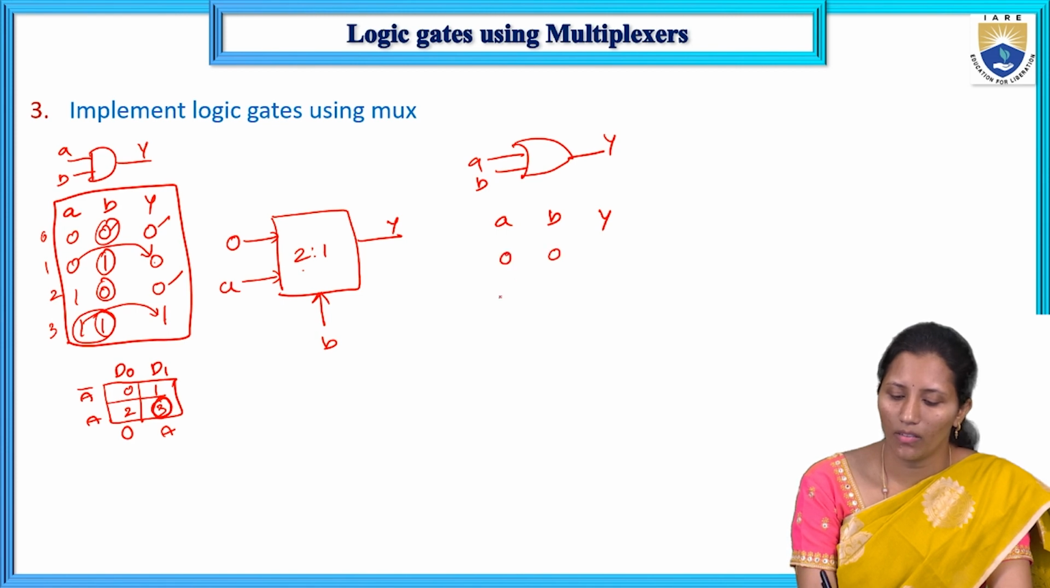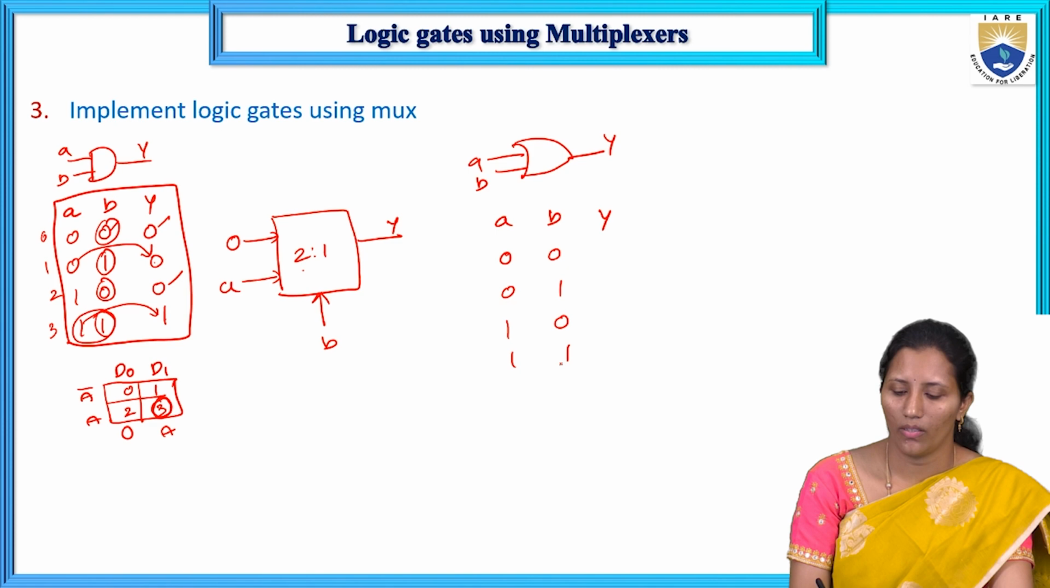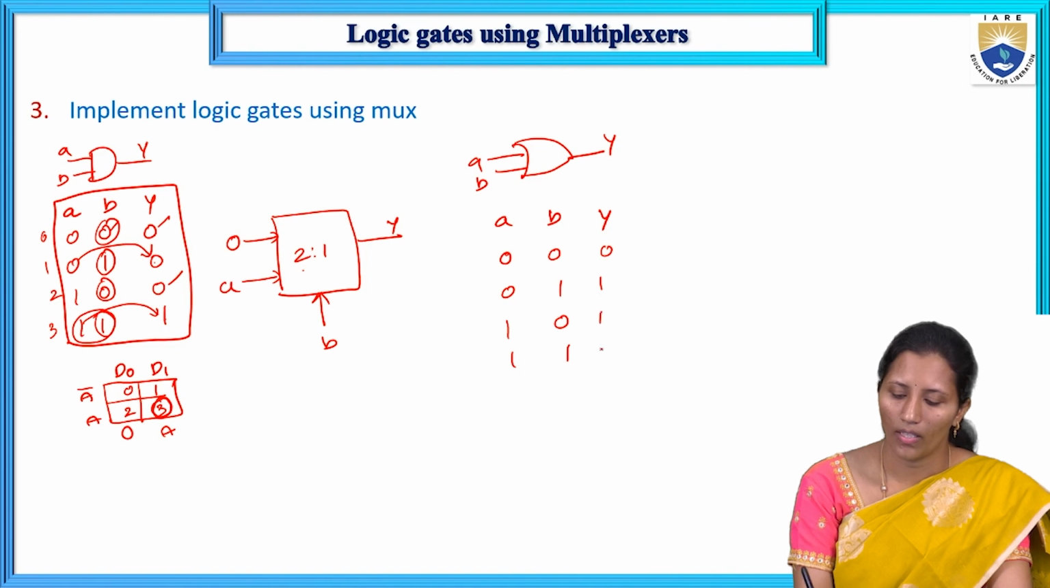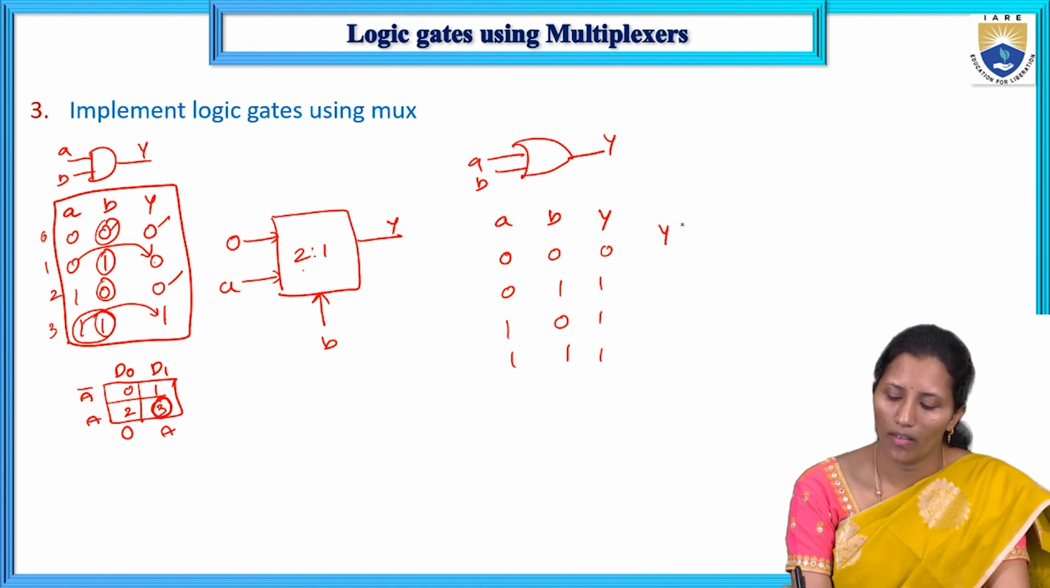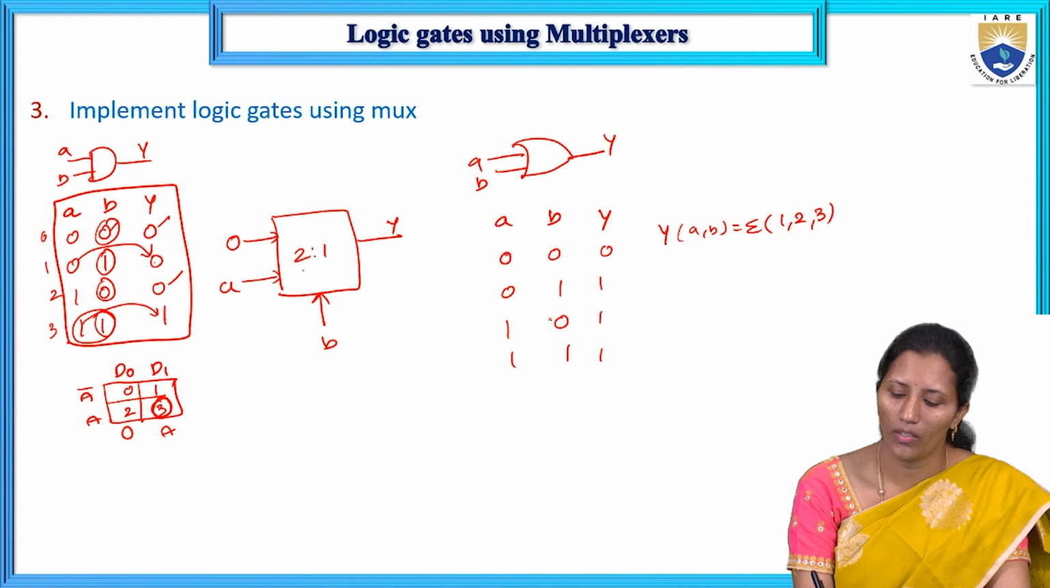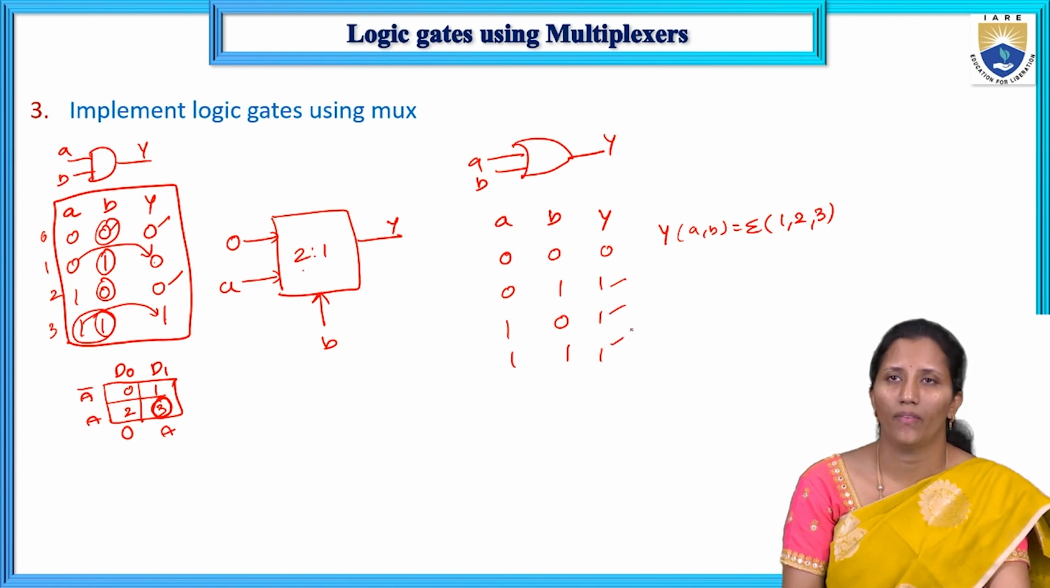A 0, 0, 0, 1, 1, 0, 1, 1. So already we know if any one of the inputs to the OR gate is 1, the output is 1. So 0, 1, 1, 1. So here we can express Y of A comma B is equal to sigma 1, 2, 3, because for 1, 2, 3 the output is 1.